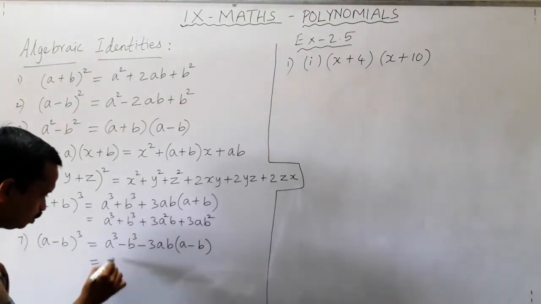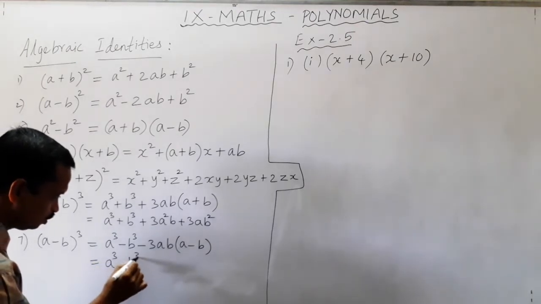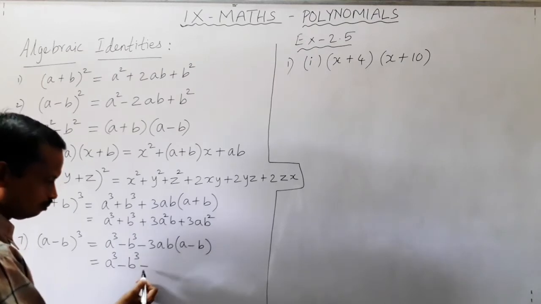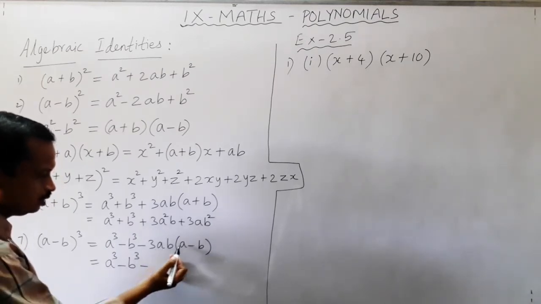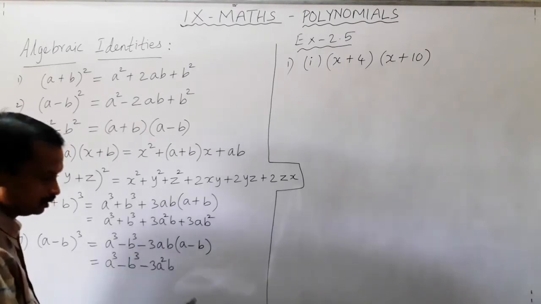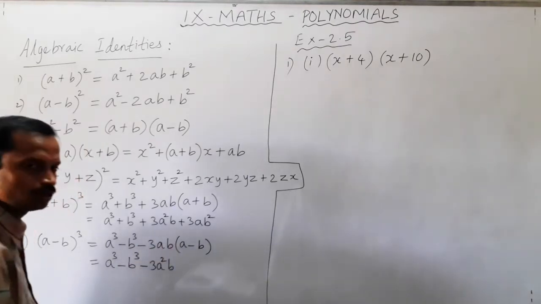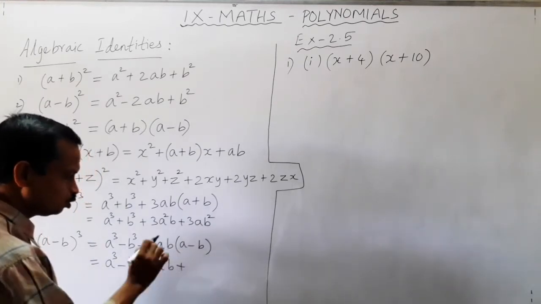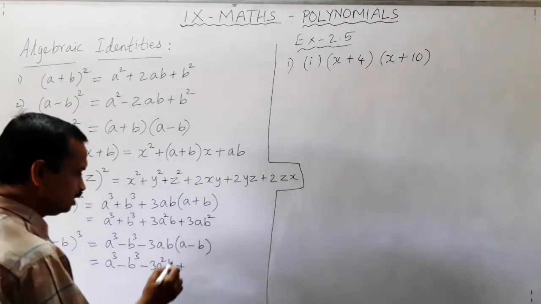But if you remove the bracket, what happens? You see, a cube minus b cube minus 3ab into a, minus 3a square b, and then minus into minus, what do you get? Plus 3ab into b. So b is multiplied 2 times. So 3ab square.